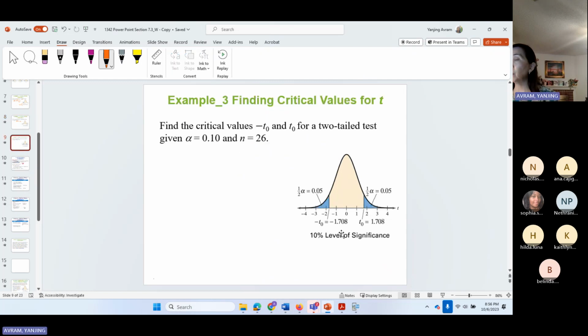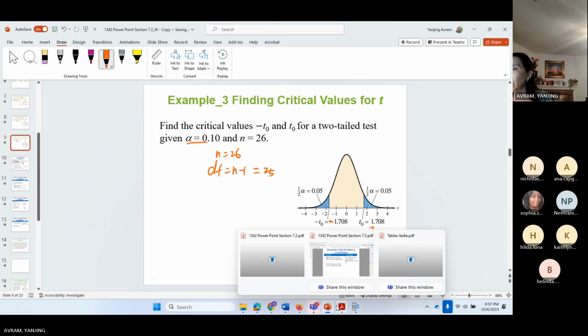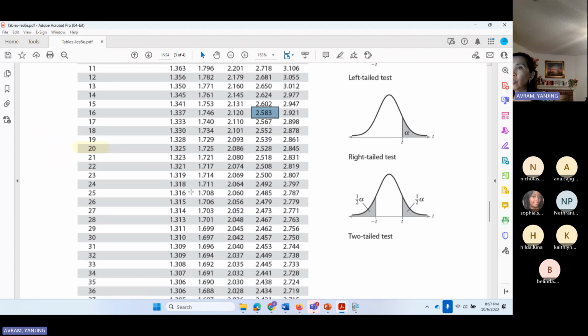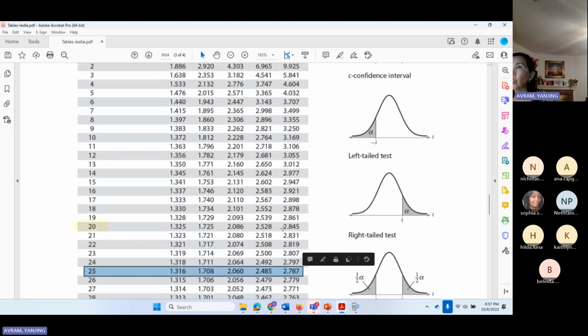All right, if you use a two-tail test, now one is negative, one is positive. Well, you don't have to write down positive, okay? But n is 26, so my DF here will be n minus 1, so that's 25, right? And then you use alpha is 0.1 for the two-tail. So same thing, let's look at the table. This is 25, all right? So we're going to look at all these rows.